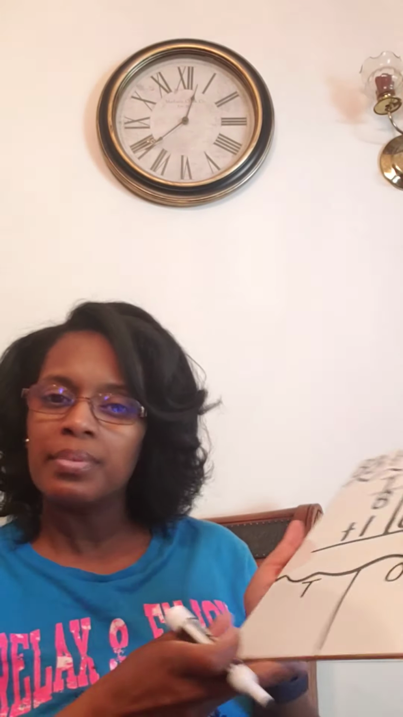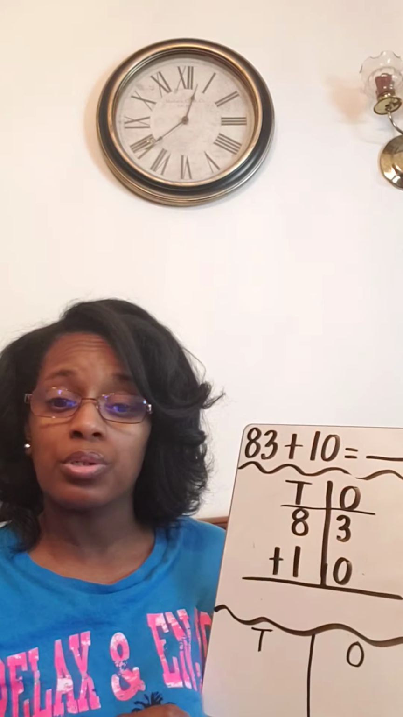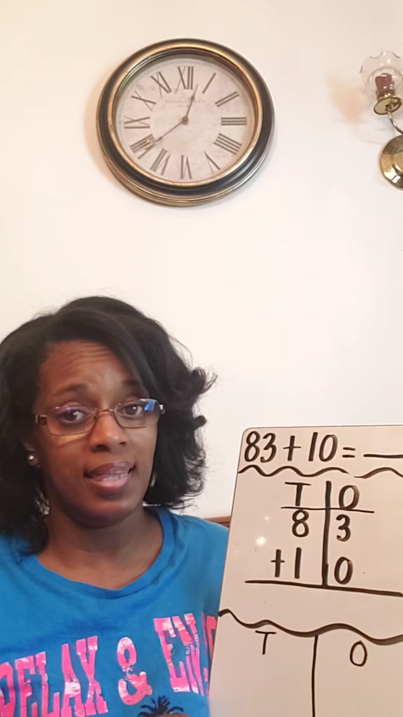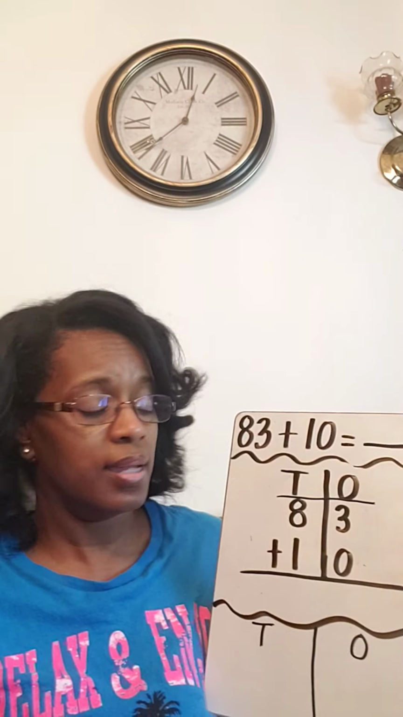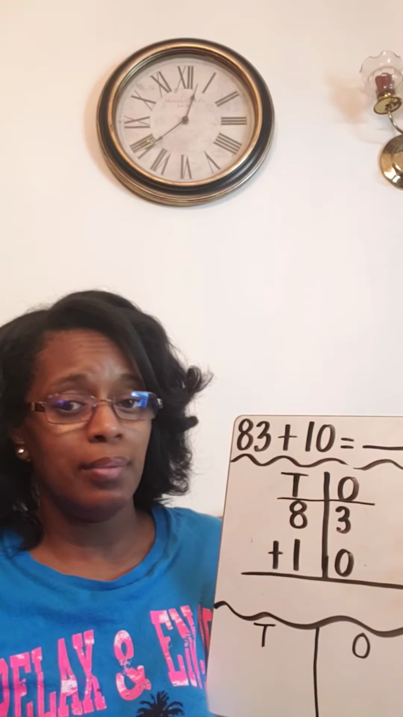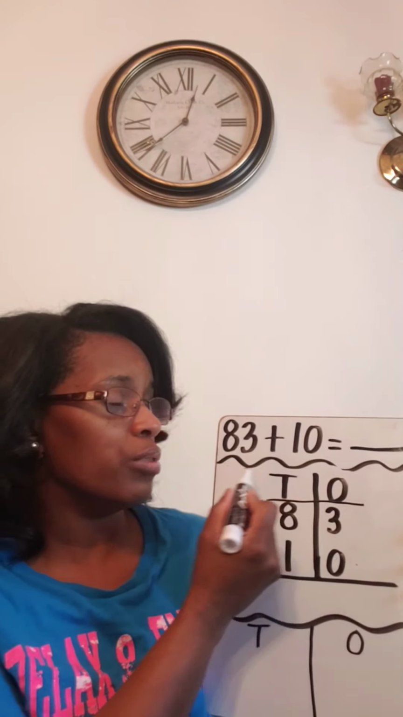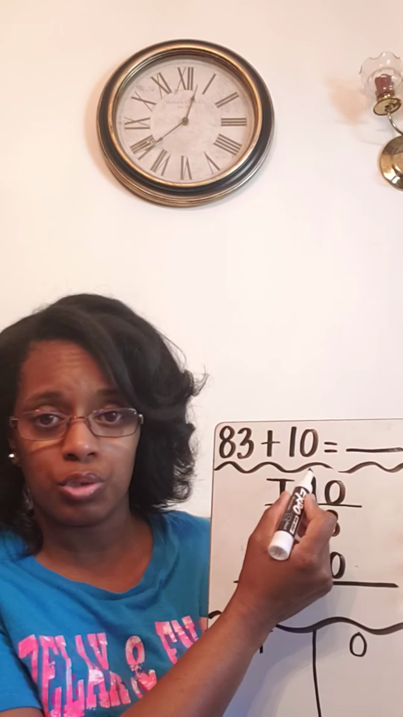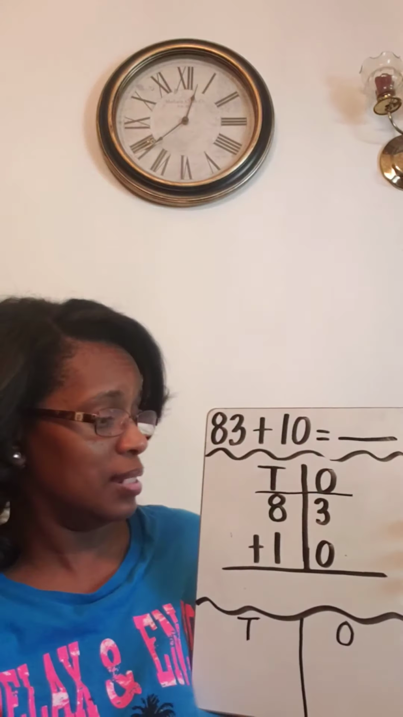Now, today we're going to get into something similar to that, but some of our numbers are going to have ones in them this time, okay? So let's look at this first problem that I've done, and it is 83 plus 10, okay? Now I first wrote this problem horizontal, from side to side, because that's how you're going to see it on your assignment today.